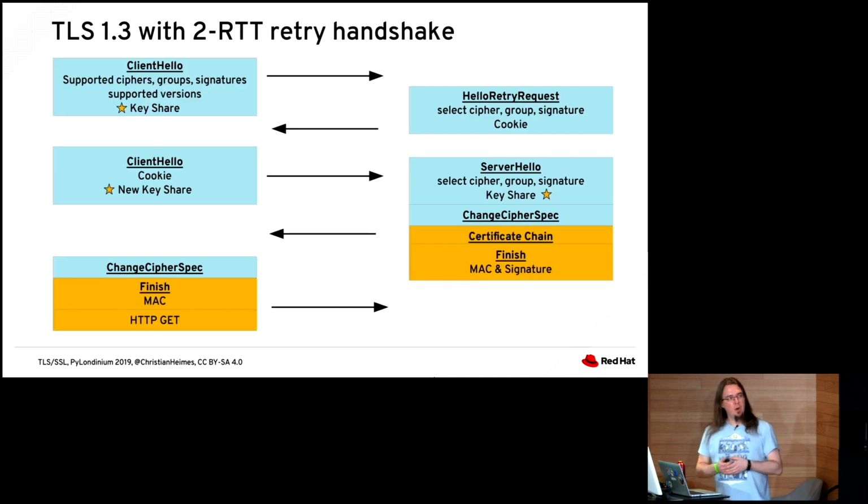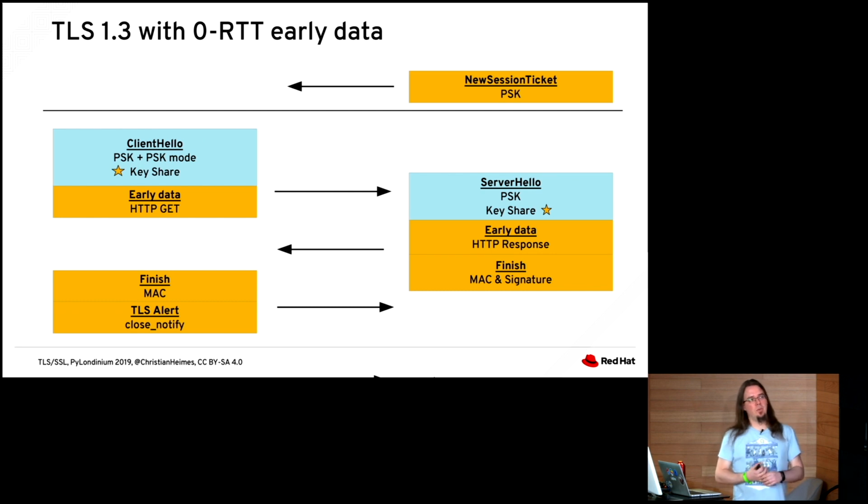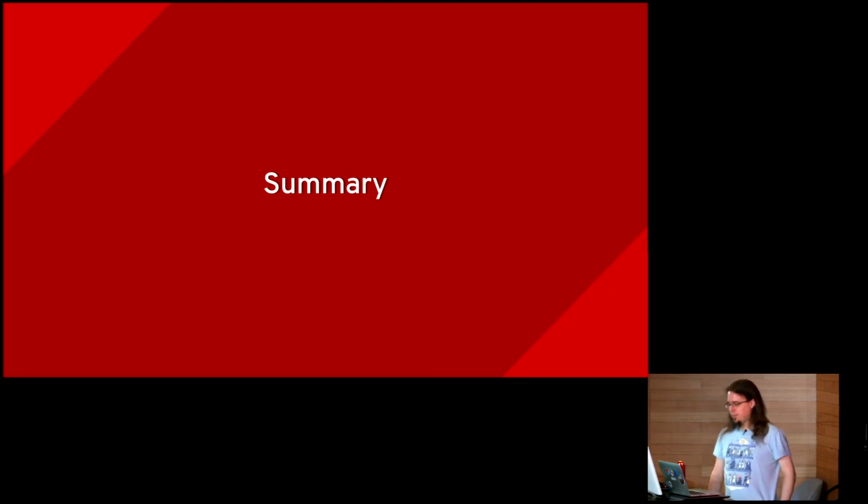So if the guess is wrong, then the server can tell the client, OK, you guessed wrong. Please try again. And it's still a two round-trip handshake. But in most cases, it's much faster than even TLS 1.2. And in special cases, you can also do something like a zero round trip. So if you already have a ticket from the server, you can send an HTTP GET request at the same time as you do a handshake. And it's like done. So the whole request takes like one ping back and forth.